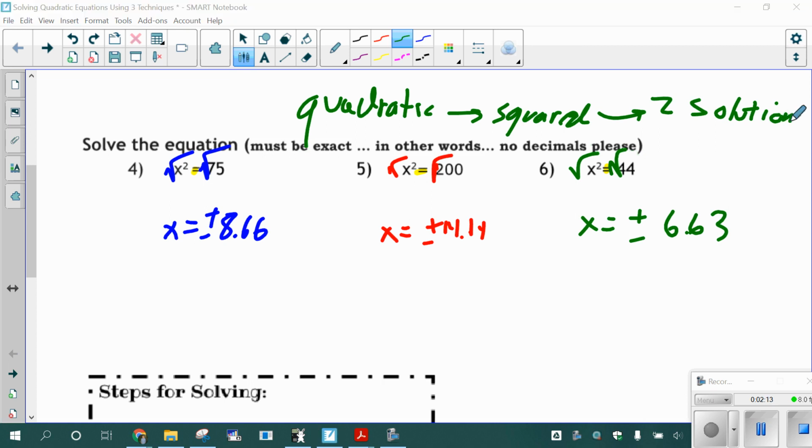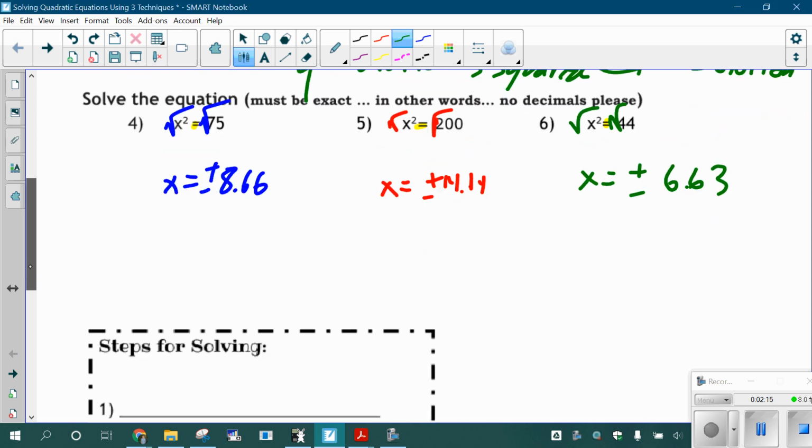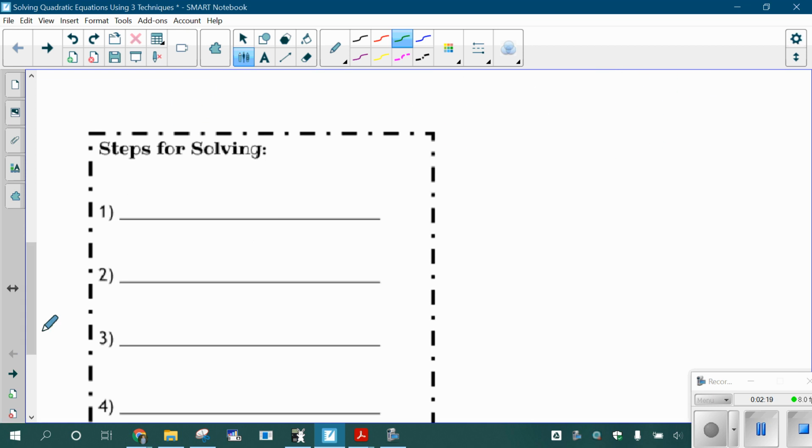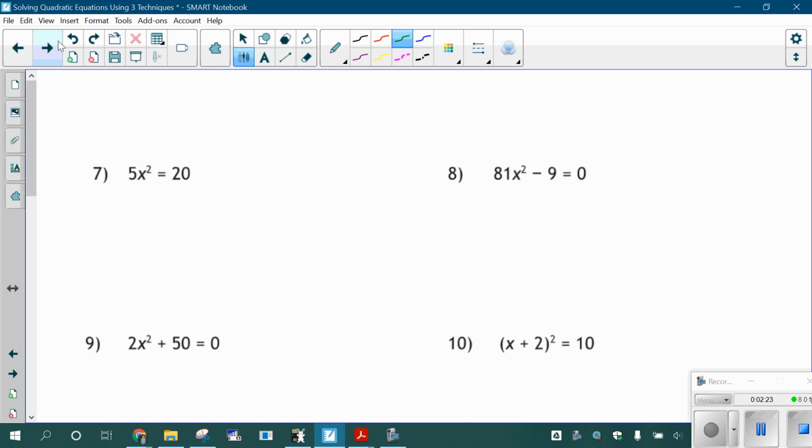These three quadratics we solved are actually really easy. There are a little bit more complicated ones, and so maybe we should look at a couple of those. Actually, I'll tell you the steps first.